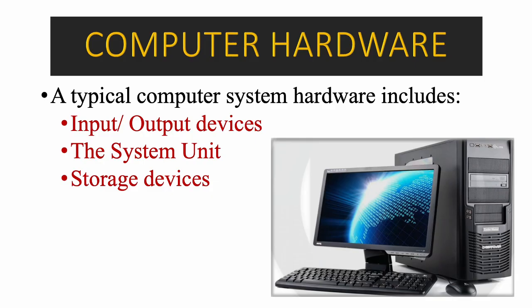And now, let us go to the computer hardware. Computer hardware includes all physical parts of a computer system. This can be categorized into four main components: input devices, such as keyboards and mice; output devices, like monitors and printers; the system unit, which contains the CPU; and storage devices, such as hard drives and memory.